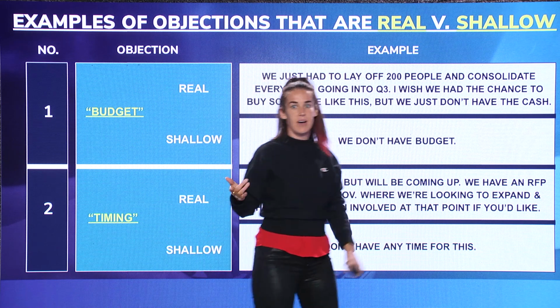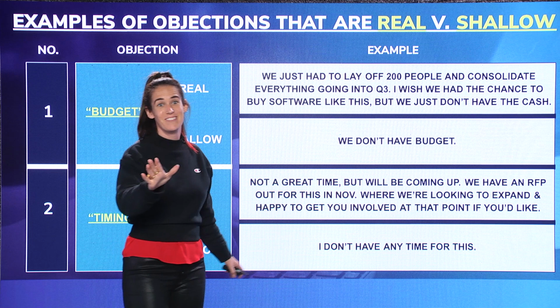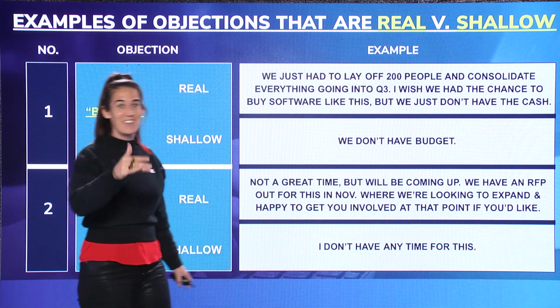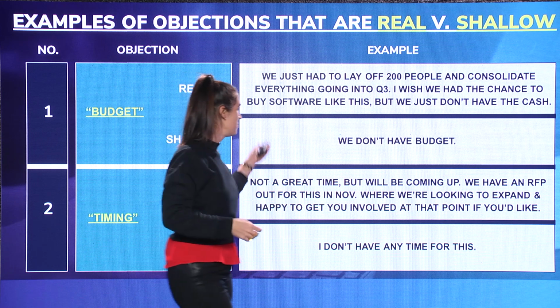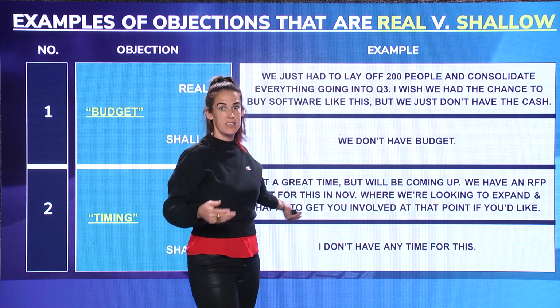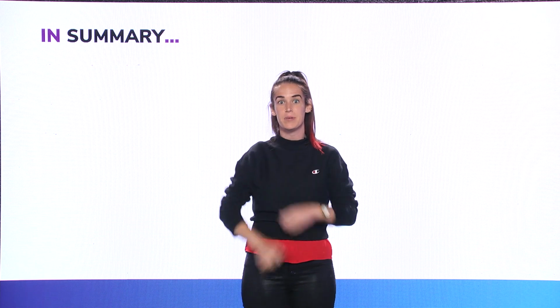Timing, shallow: "I don't have any time for this." Someone goes, I don't have any time for this. I'd be like, can I be level with you? I've been getting the feeling, and you're going off on your shallow objection counter. So there's the difference between the two examples, just to give you some perspective.